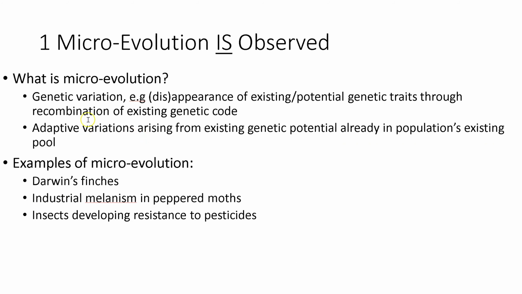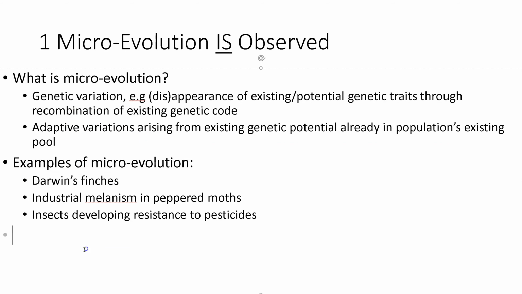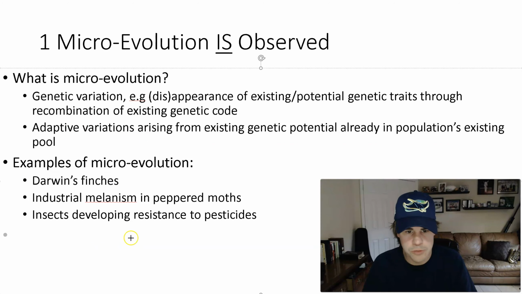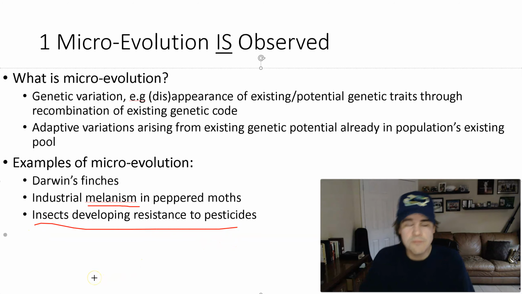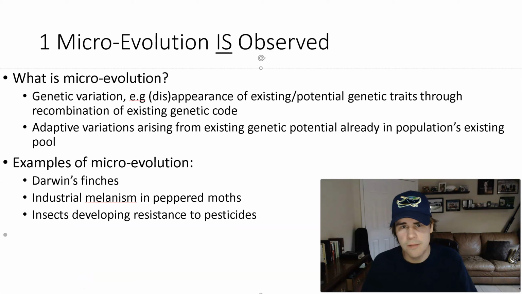Microevolution, we believe, is observed. So this is change within a kind. So Darwin's finches are microevolution. Industrial melanism, which is basically the change in peppered moths. Insects developing resistance. We could also say bacteria developing resistance. Viruses changing. Microevolution, we do see this. There's no way around it. And so we do see changes within a kind.